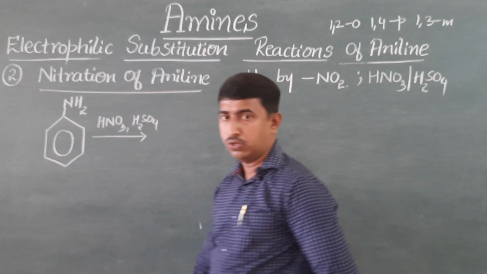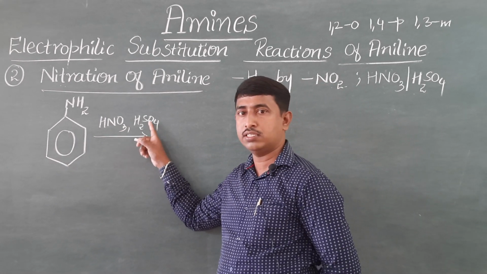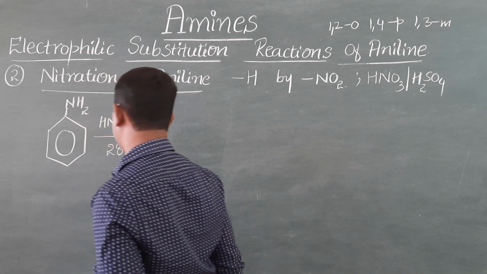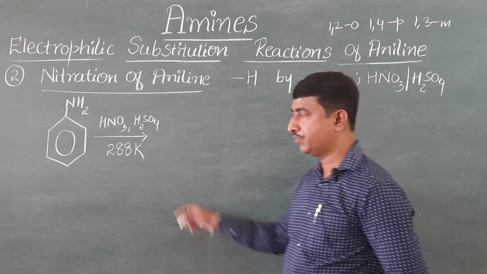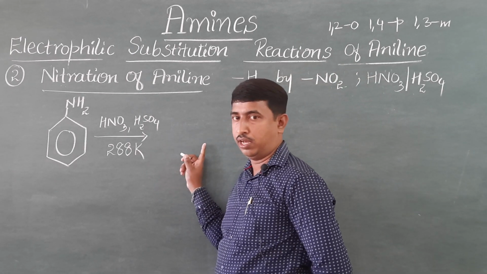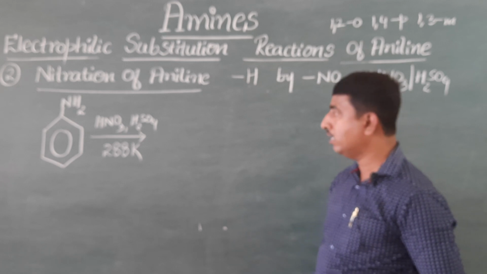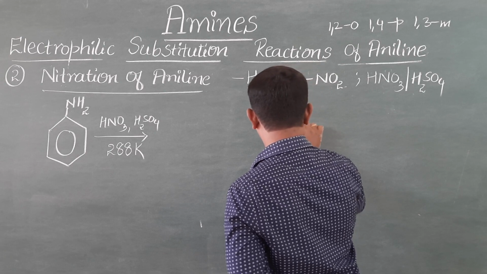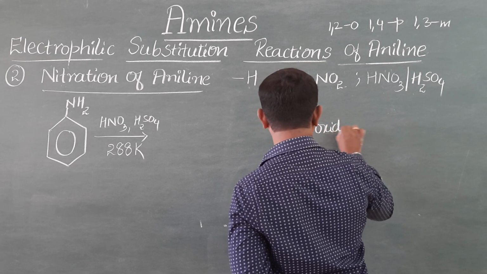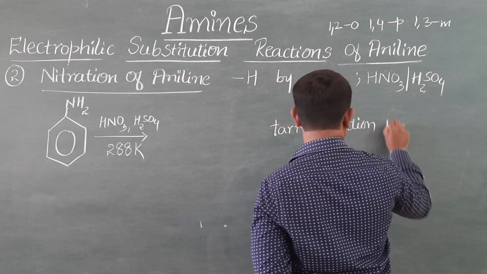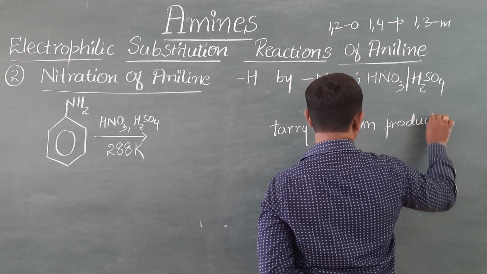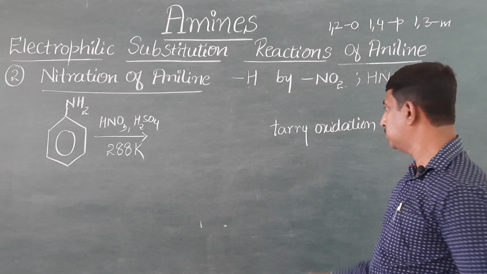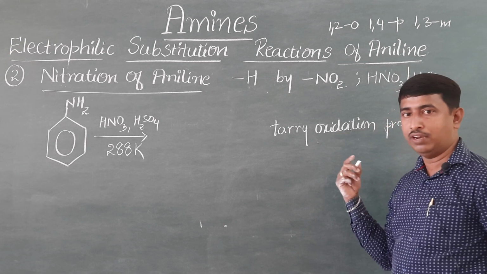When it is subjected to nitration directly, by adding nitric acid and sulfuric acid at a temperature of 288 Kelvin or 15 degrees Celsius, along with the nitration products we will get tarry oxidation products. Tarry means a black mass will be formed. So along with the nitro derivatives, tarry oxidation products will also be formed.